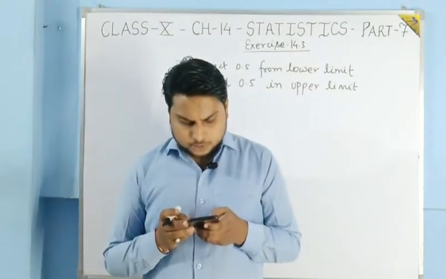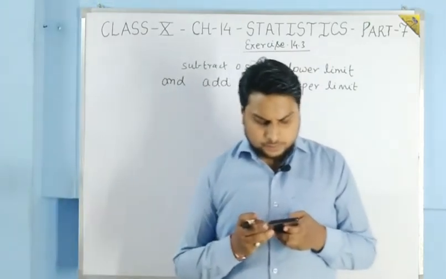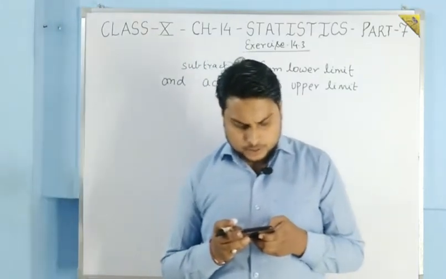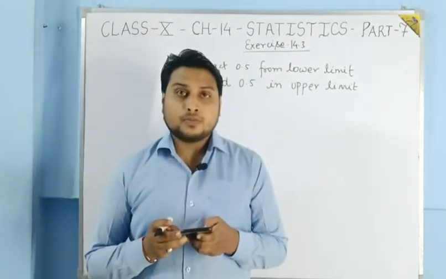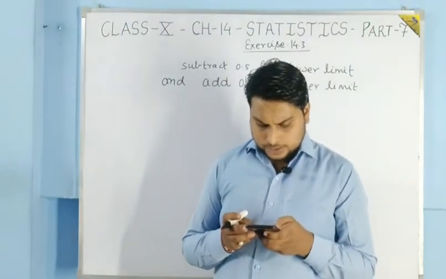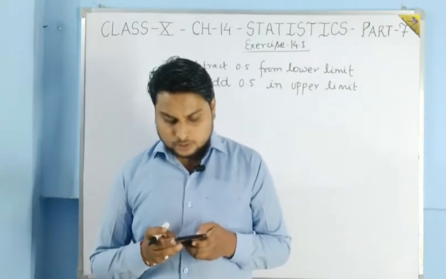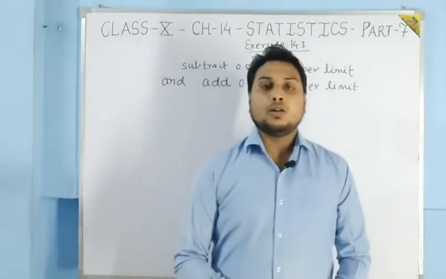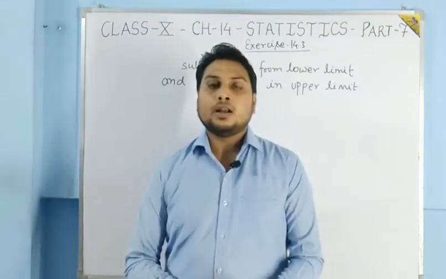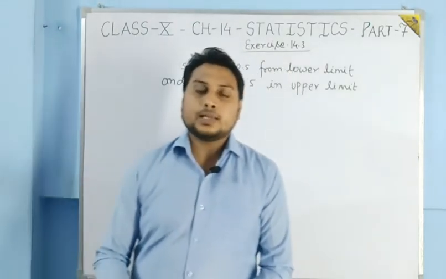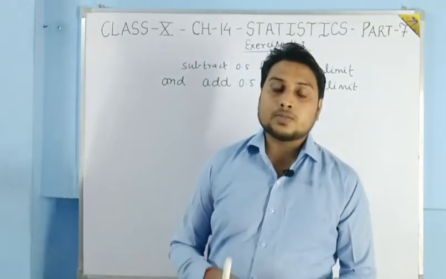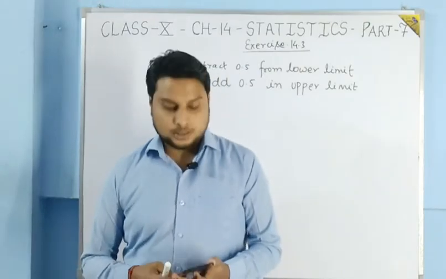The 7th question is: the distribution below gives the weights of 30 students of a class. Find the median weight of the students. Okay, so here one frequency table is given, but yes, it is also very easy. Firstly, as we have done in all questions, we have to find our median class, and then we'll find all the values of the variables, so that easily we can find the value of median. Okay students, by applying the formula you will get your result.